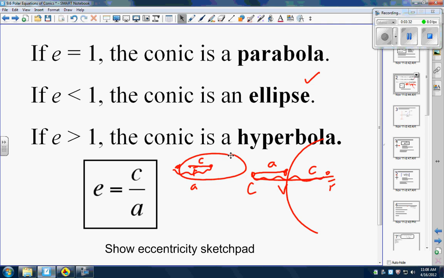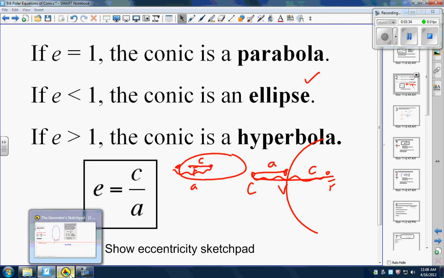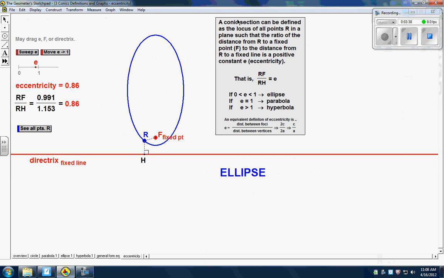Another way to look at it is with the Sketchpad file. A conic section can be defined as the locus of all points R in a plane such that the ratio of the distance from R to a fixed point to the distance from R to a fixed line is a positive constant E. They changed up the variables a little bit here. Right now we have an ellipse. You can see the distance RF is less than RH.